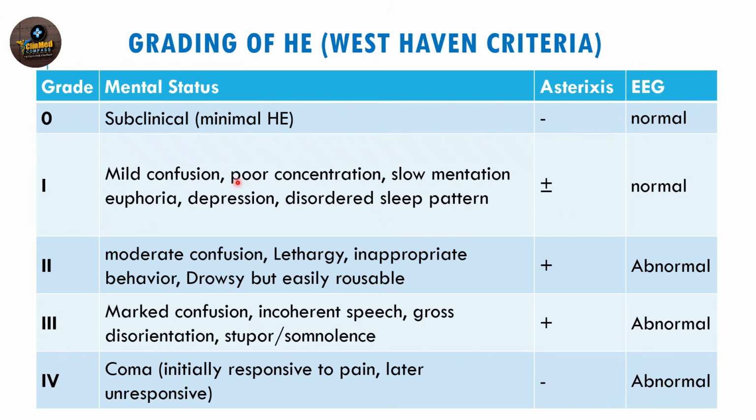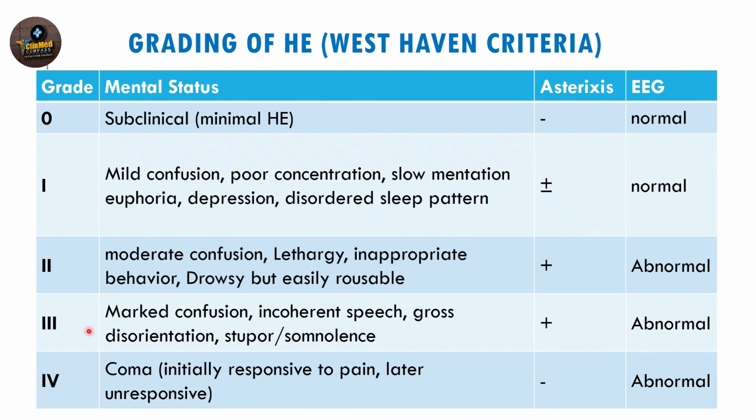Grade 2, moderate confusion, inappropriate behavior. They become drowsy, but they are easily rousable. In grade 3, they have marked confusion, they are disoriented, they are stuporous. And in grade 4, they are comatose.